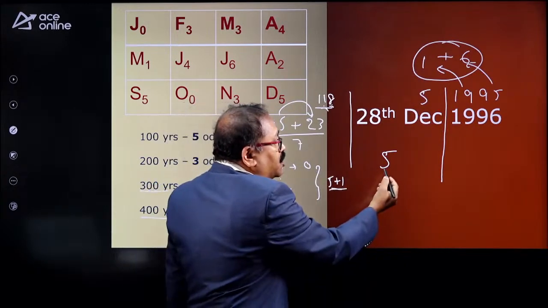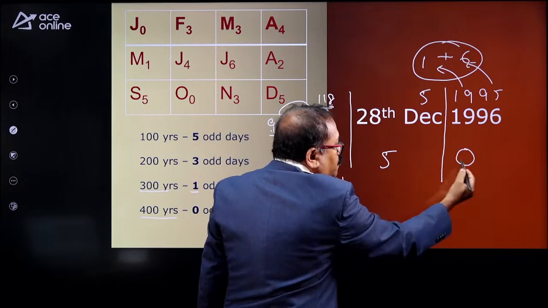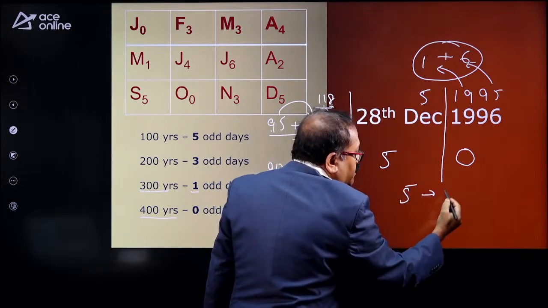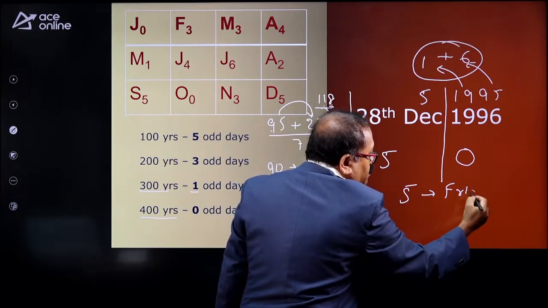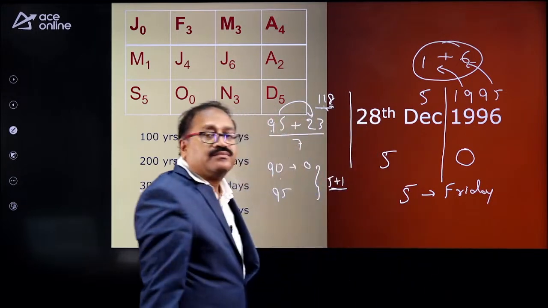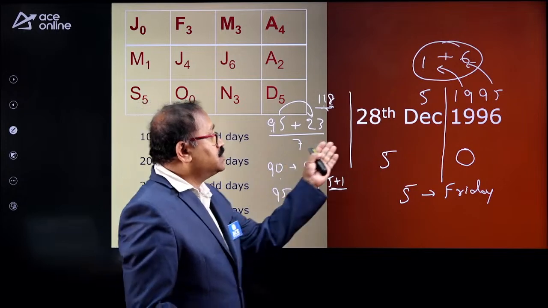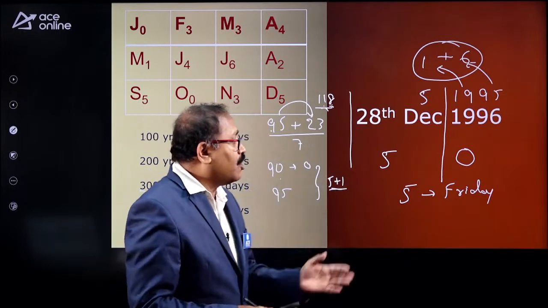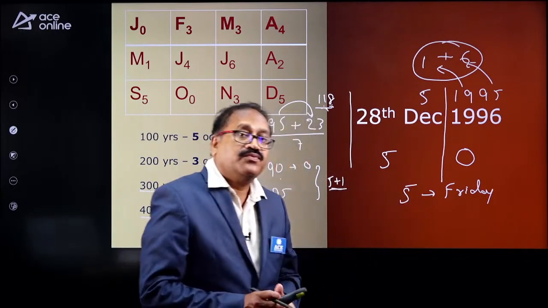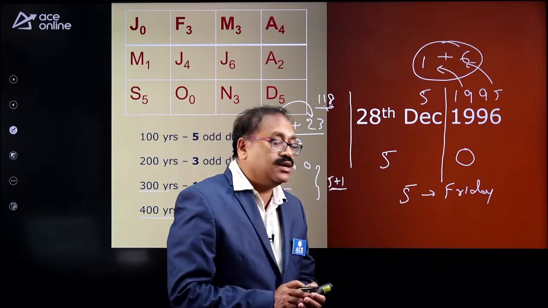So what is the total number of odd days left? The total number of odd days is 5. If the total number of odd days is 5, the day is a Friday. So the student who asked this question got the odd day as 5, and that is why he said Friday.